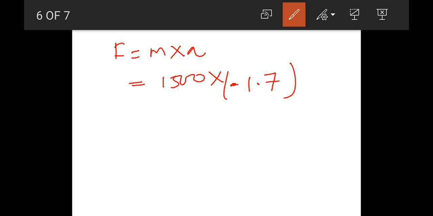So you have to find force, which is mass into acceleration. Your mass is 1500 and acceleration is 1.7. It was negative, so I am putting this negative. It simply means velocity is going to decrease. So when you solve this, you will get this as your answer. So this much force is required to act on the vehicle in a direction opposite to that of its motion, then only it is going to stop.